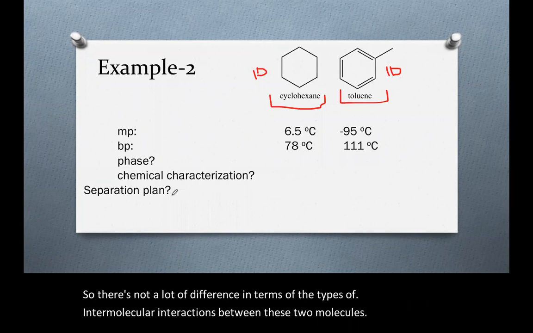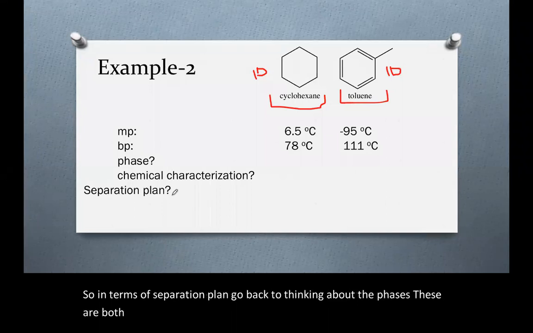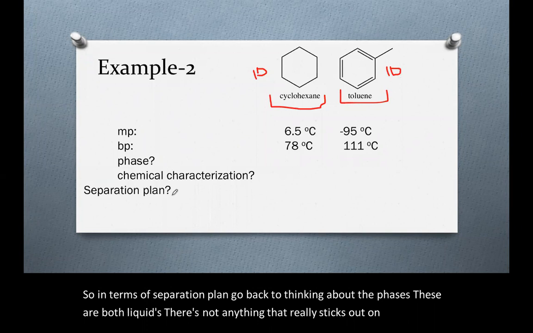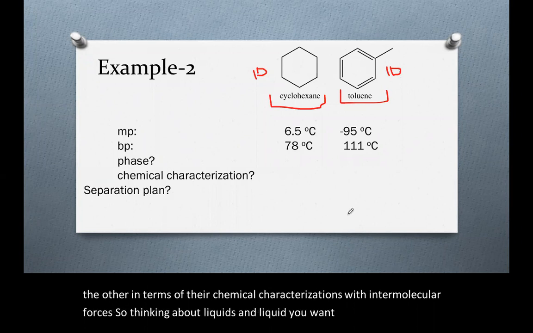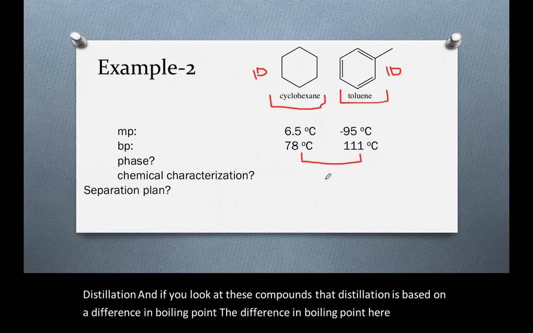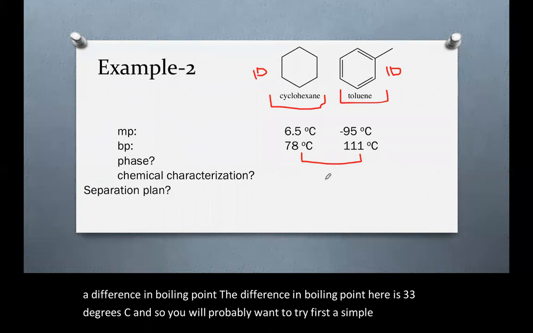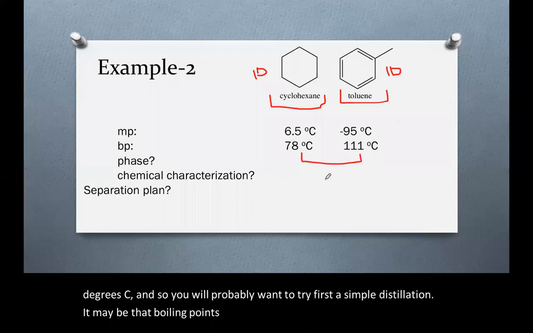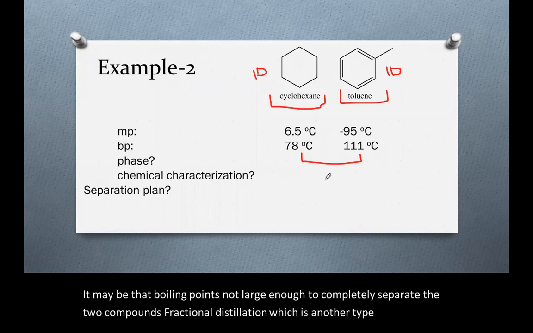So in terms of separation plan, go back to thinking about the phases. These are both liquids. There's not anything that really sticks out on one versus the other in terms of their chemical characterizations with intermolecular forces. So thinking about liquids and liquids, you want to think about distillation. And you know that distillation is based on a difference in boiling point. The difference in boiling point here is 33 degrees C. And so you will probably want to try first a simple distillation. It may be that that boiling point difference is not large enough to completely separate the two compounds. Fractional distillation, which is another type of distillation, may be needed.